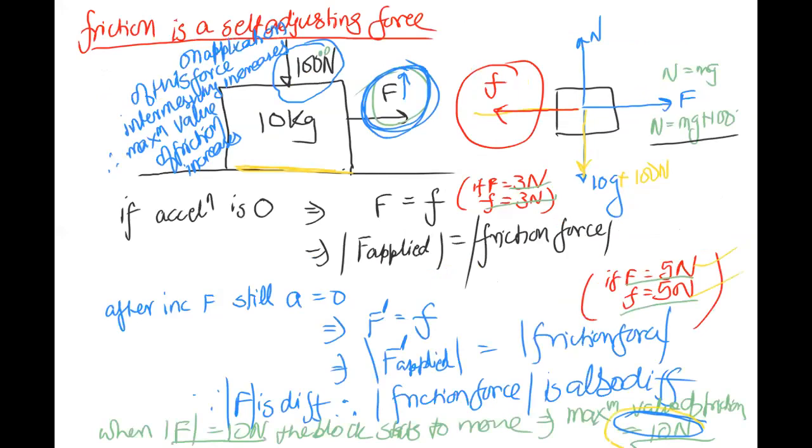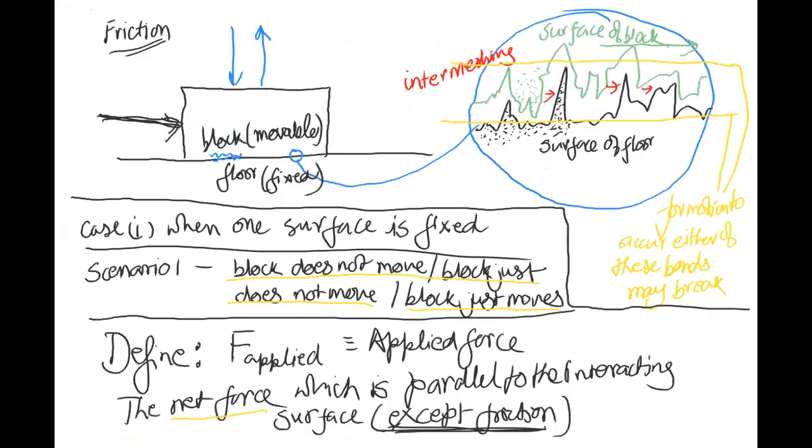When F is 10, then friction is 10. But when F is 11, then friction is 10 only. जब ये बॉन्ड्स टूट जाएंगे एक बार, और जब ये ब्लॉक चलना शुरू कर देगा, तो इंटरमेशिंग का टाइम ही नहीं मिलेगा उसको फिर से. तो अब फ्रिक्शन की वैल्यू कम हो जाएगी. And that is case 1 scenario 2 where we talk about kinetic friction.